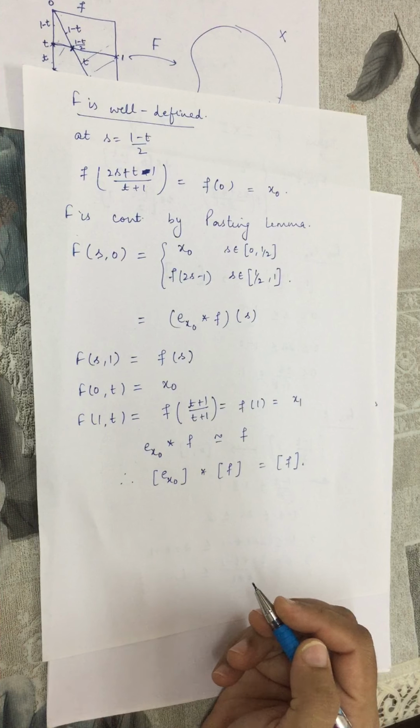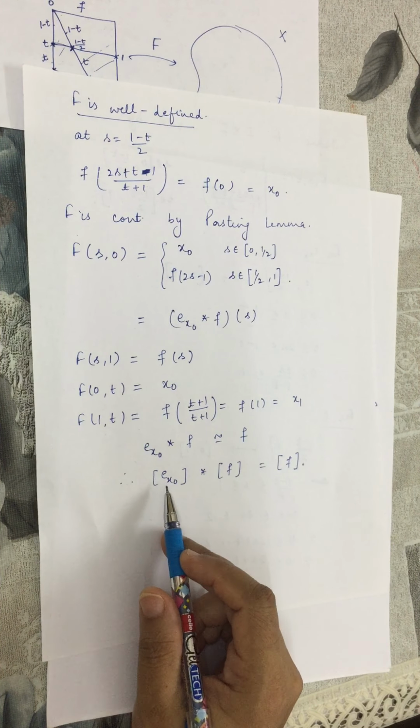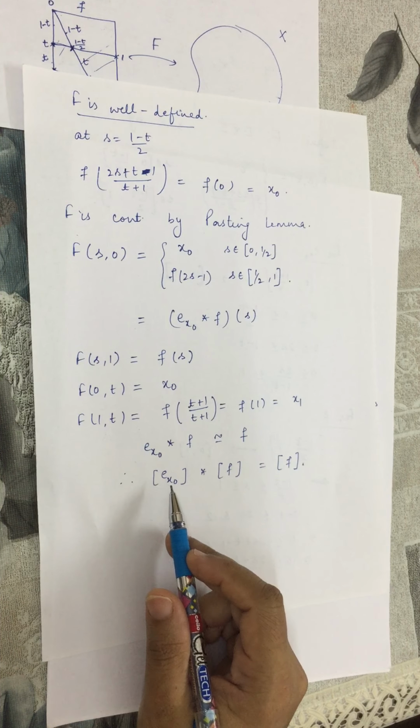Similarly, we can prove the other part, that the path e_x1 will give the right identity for the same operation.